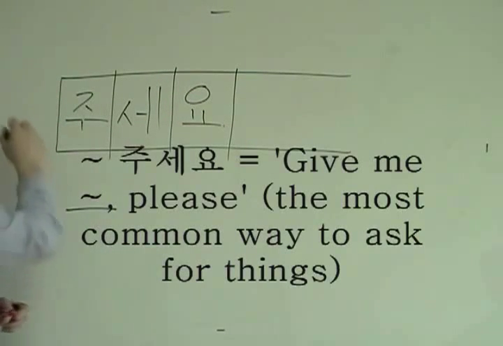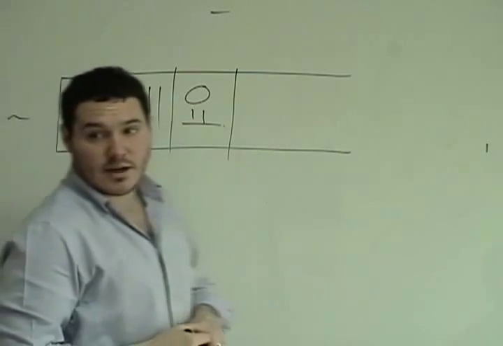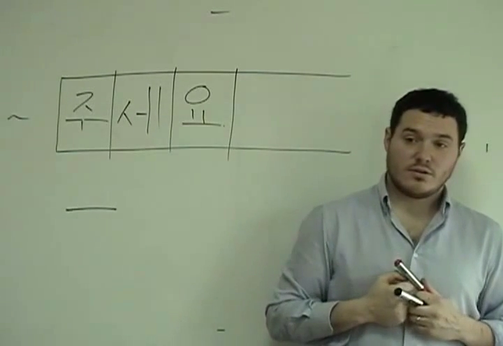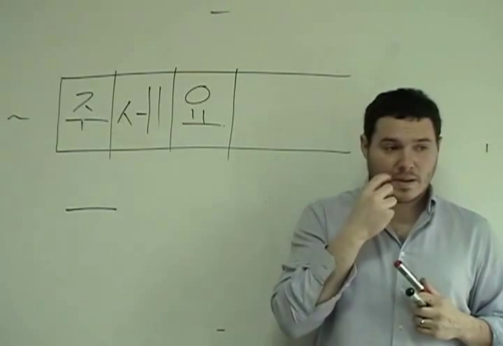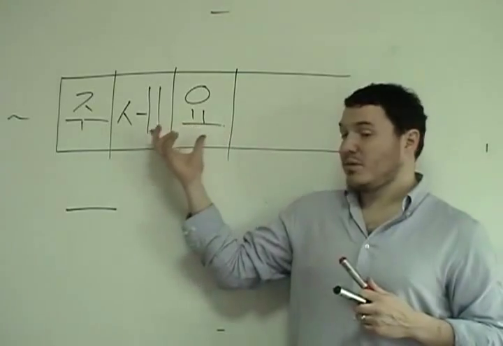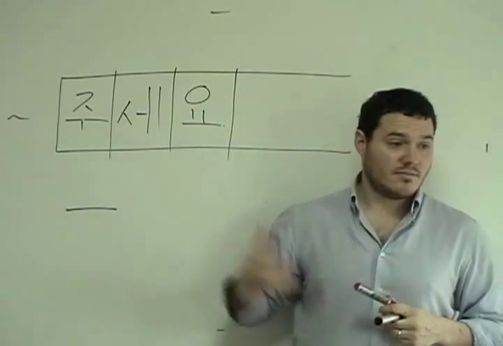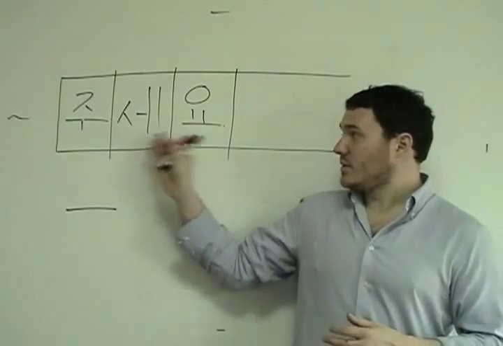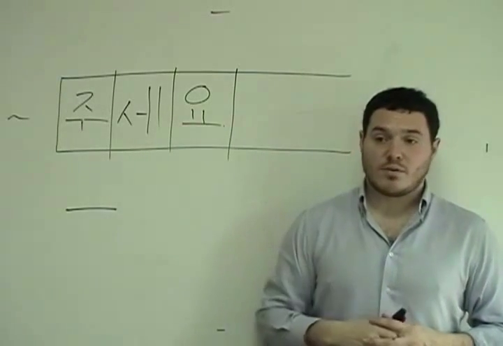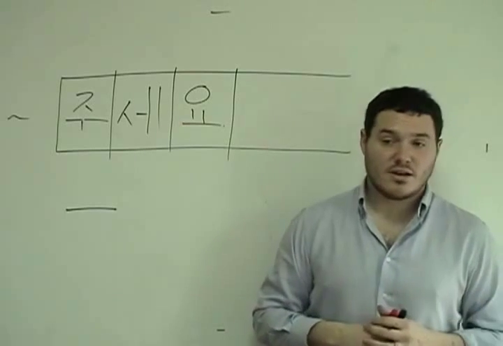Okay, so you can say, Juseyo. Okay, give me please. Yeah. And it is polite, but it is a command. It translates to can I have one please. Okay, the yo is polite. It's a high form, but it is just a command, not a question.